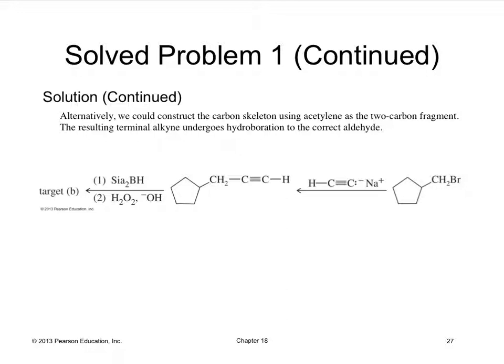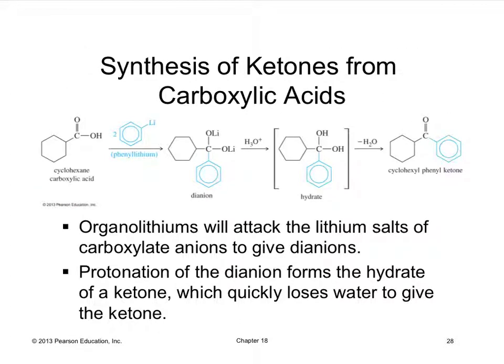As an alternative, you could have used this alkyl bromide reacted with an alkyne, right? So this is your nucleophile, attacks, kicks this off, generating your alkyne, then using hydroboration of the alkyne to get to the aldehyde. So there are many routes to actually generating the product.